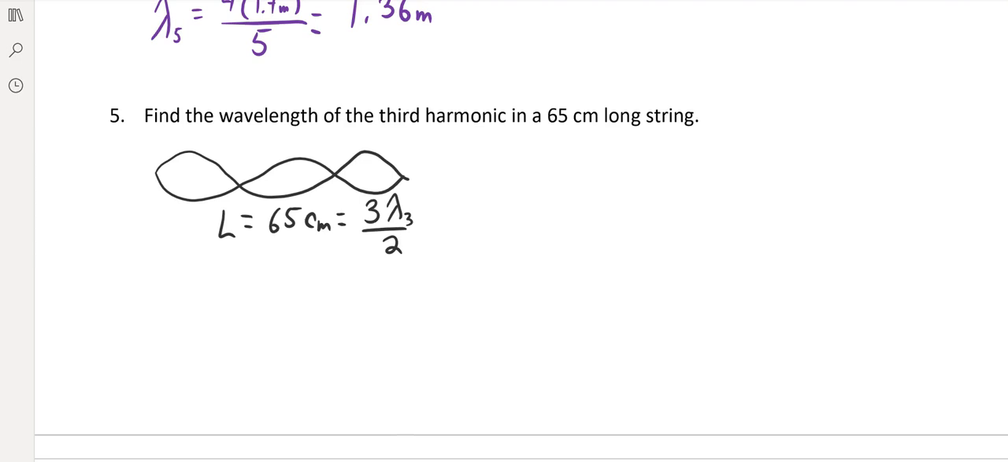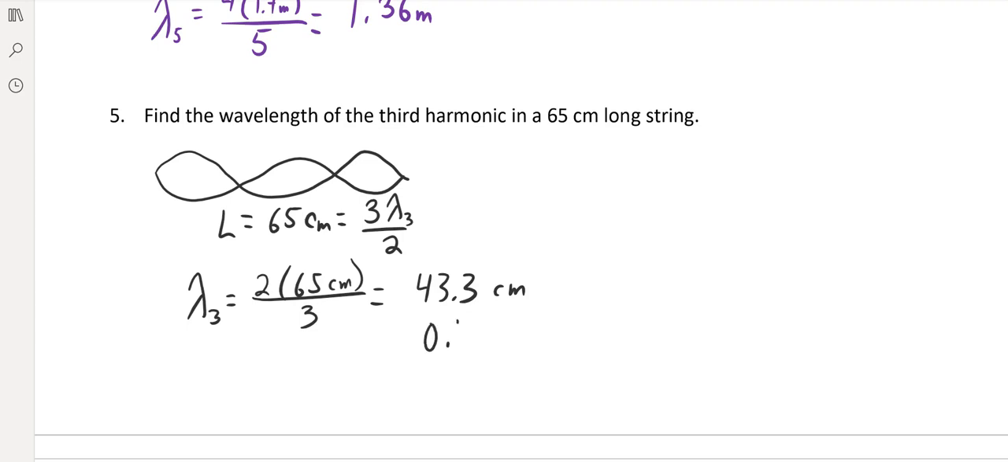So that's the third harmonic. Each segment is a half a wavelength, so that's 3 halves. When you solve for the wavelength, you will multiply both sides by 2 and divide both sides by 3, and you will get 43.3 centimeters, or we might want to write that as 0.433 meters. Either way is fine.